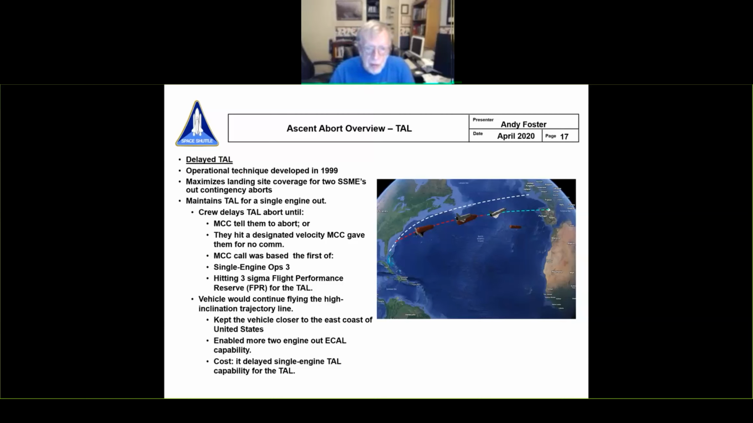The advantage to it, of course, as I mentioned, the whole goal was to keep the vehicle closer to the East Coast of the United States. It enabled you to possibly fly a 2 engine out East Coast abort landing, which I talk about in the contingency abort briefing. But there was a cost. Remember we talked just a minute ago about those single engine TAL completions? Well, it delayed them, and that was the cost you were paying. You were biasing your aborts to say that if we're going to have a second engine failure, we believe it's going to occur earlier rather than later. And that's really what you were trading off by doing this technique.